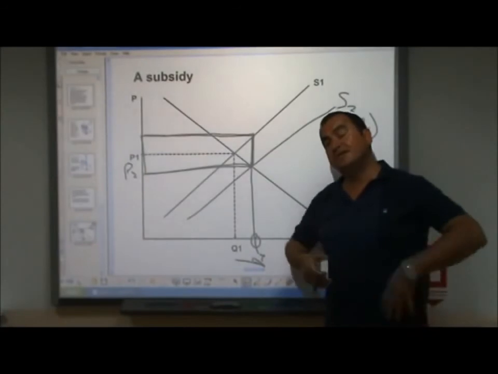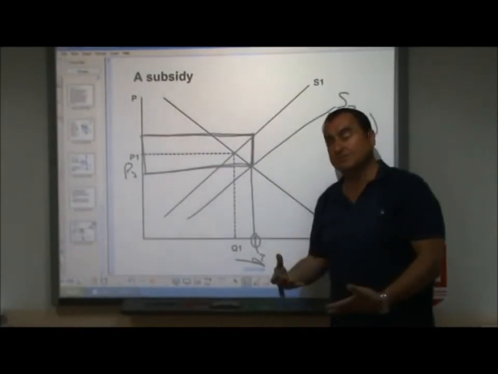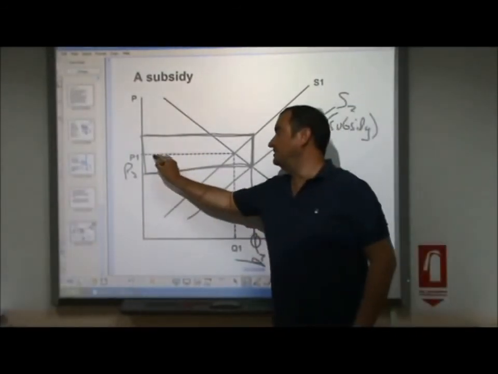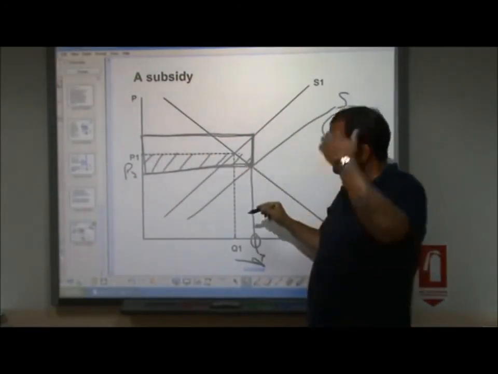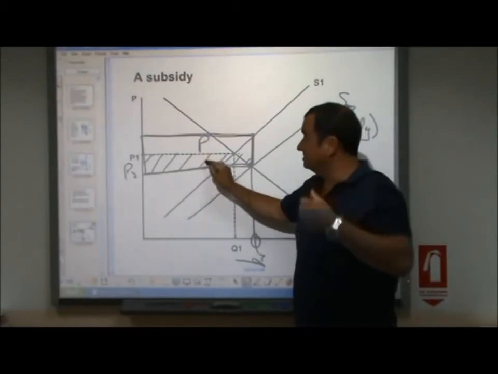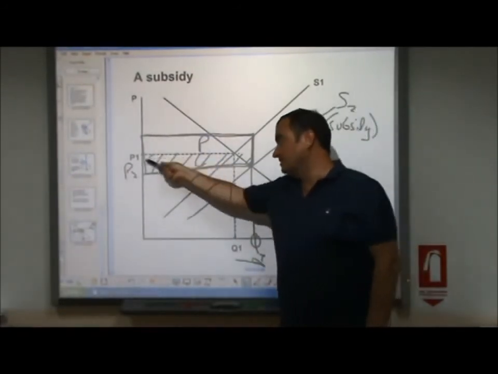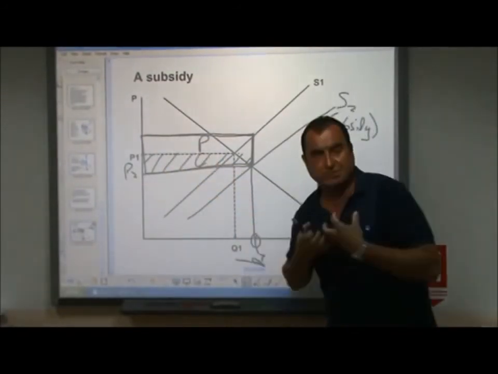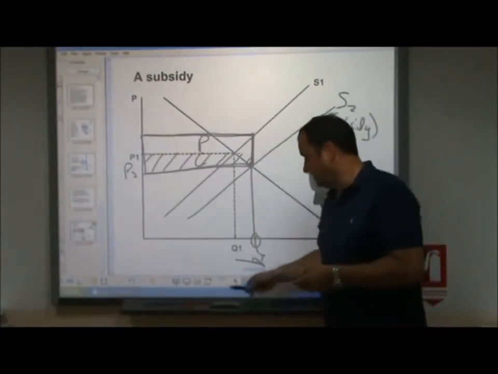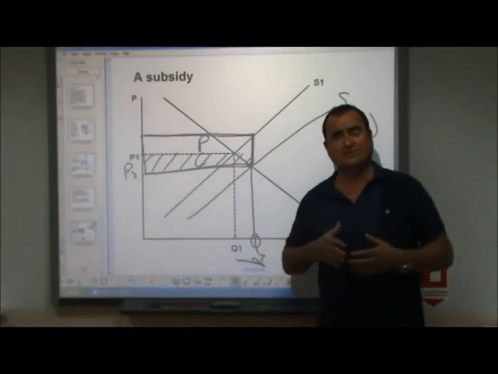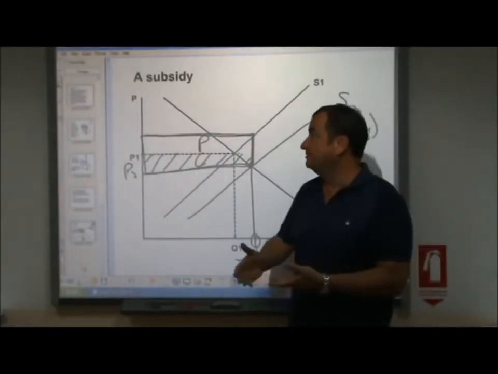But how much of that subsidy was given to the consumers? Well, that's this area because it's the change in the price. And the rest is given to the producers. So the consumers get the fall in price, the rest of the subsidy was kept by the producers. Okay? So this idea of going to the new equilibrium point, let me go back to that.